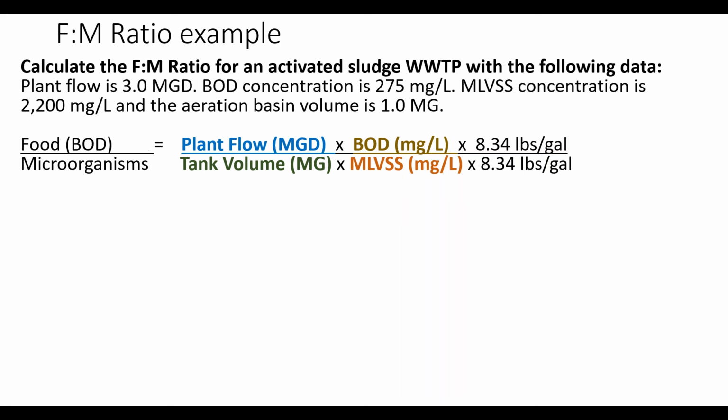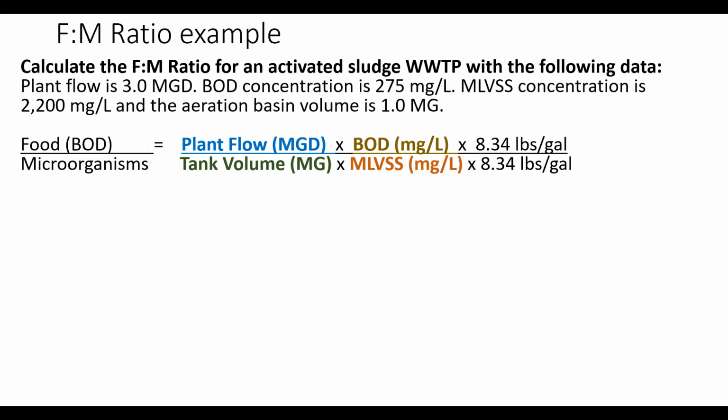So if we look at the equation here, we have 2 pounds formulas. Plant flow times BOD times 8.34 pounds per gallon on the top. The tank volume in million gallons times the mixed liquor volatile suspended solids in milligrams per liter times 8.34 on the bottom. Now, once again, we're not really using the units here. It would be kind of a weird unit if we tried to use units, but we're just looking at a ratio.